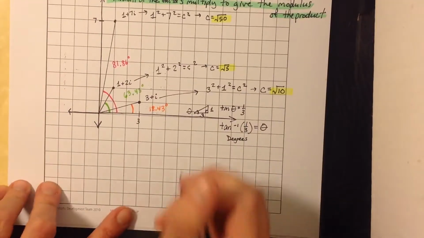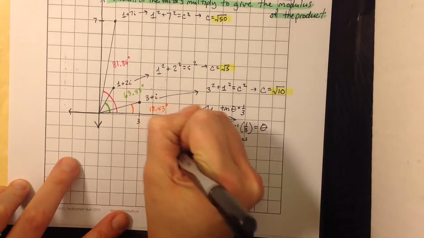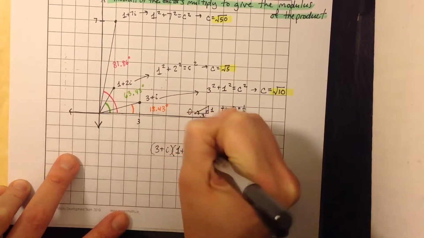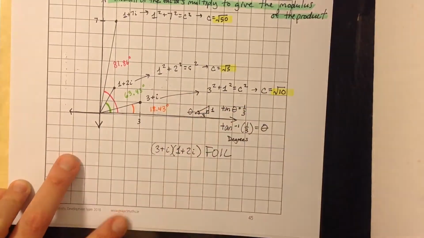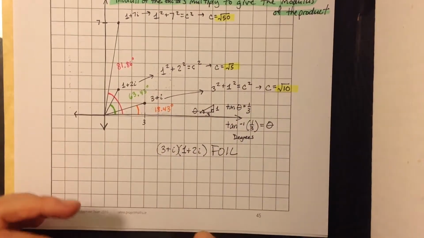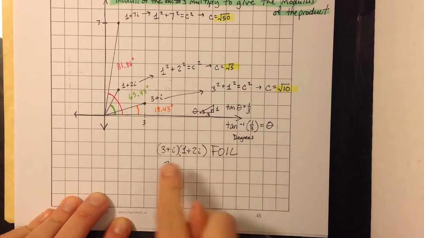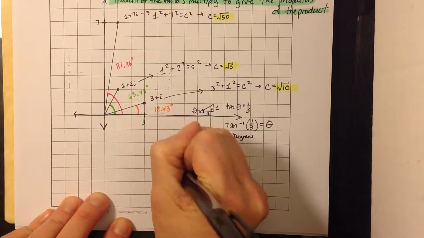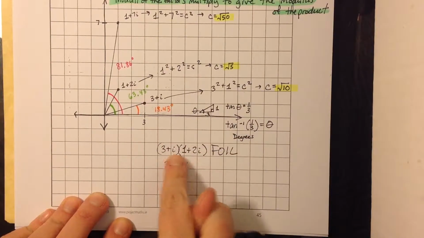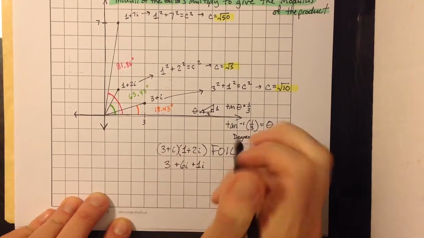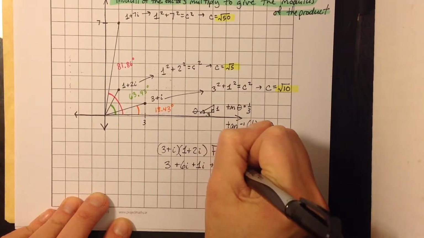So let's finish multiplying here. So I have 3 plus i multiplied by 1 plus 2i, and I am going to FOIL. So going one by one, first, outer, inner, last. 3 times 1, I get 3. 3 times 2i, I get 6i. i times 1, I get 1i. i times 2i, I get 2i squared.